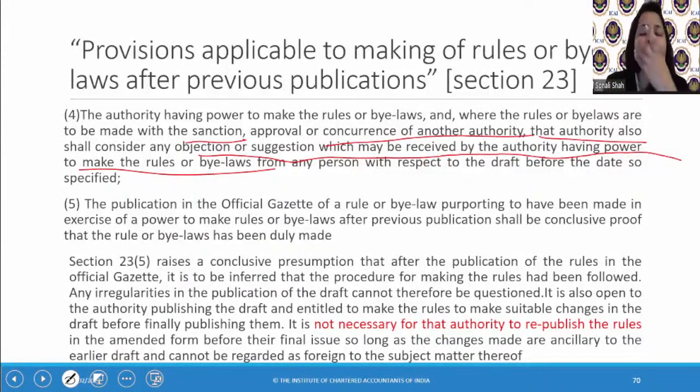So whenever the authority has to make the rules, first they will publish the rules. The publication has to be done in the manner the authority deems fit or as prescribed by the government agency. Along with the draft rules or bylaws, notice has to be given of the time duration during which objections, recommendations or suggestions can be made, and when the authority will take those objections and suggestions into consideration.